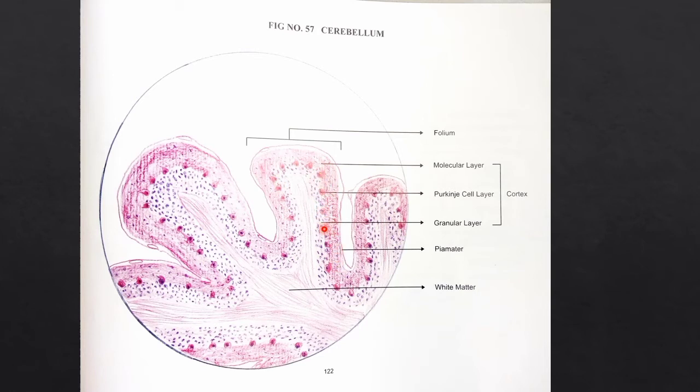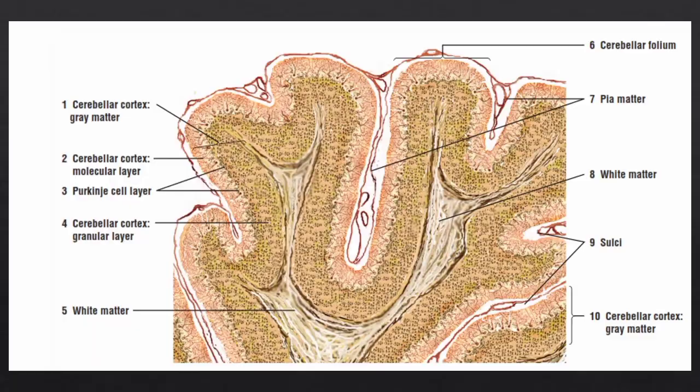So the identification points you have to write are: many folds are present, called folia, and the Purkinje cell layer is present. This cell layer which you are observing here is nothing but the Purkinje cell layer. Then under the Purkinje cell layer, you can identify the granules, which is called the granular layer. So these are the things which you have to write under the cerebellum.